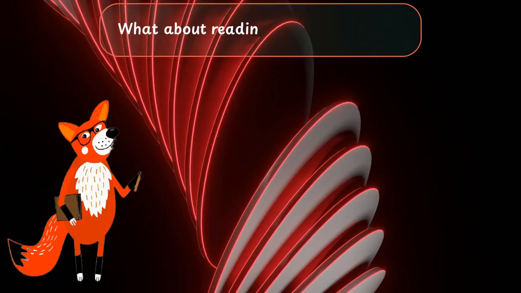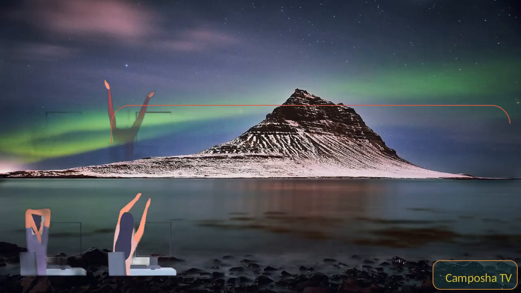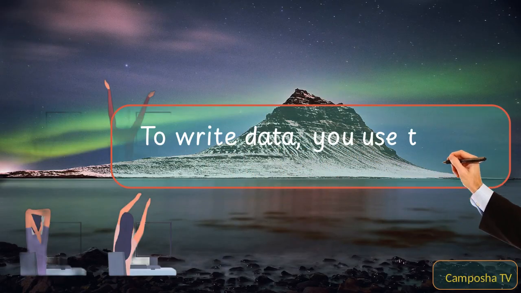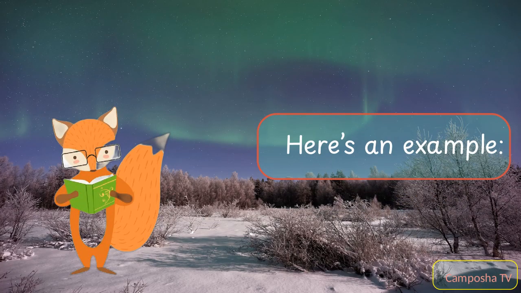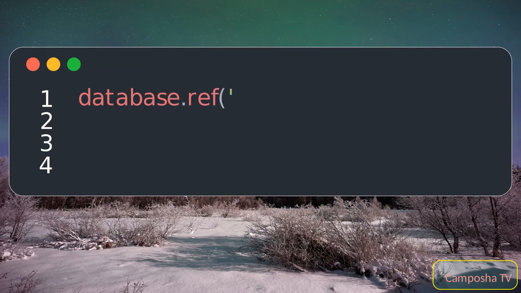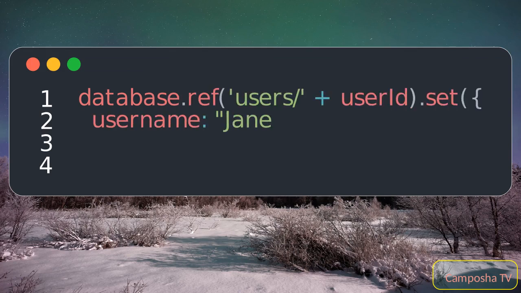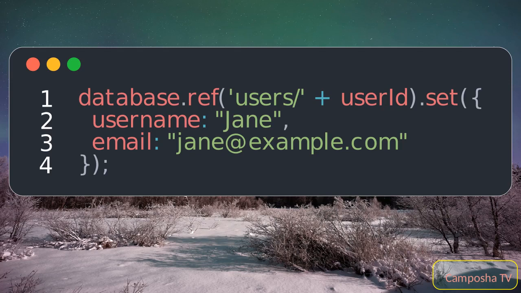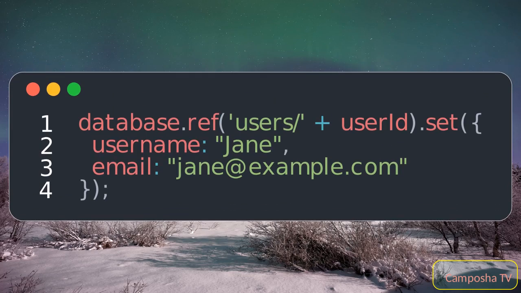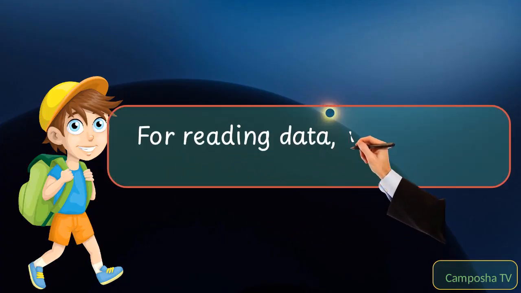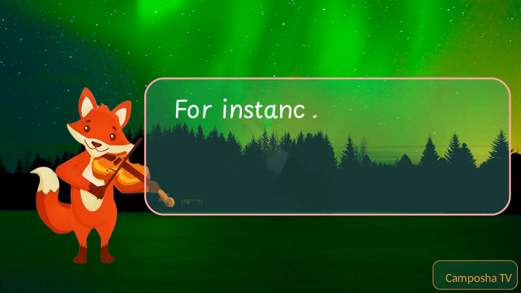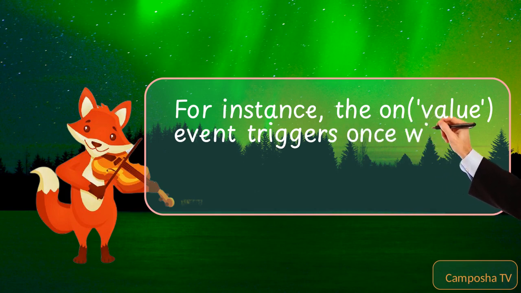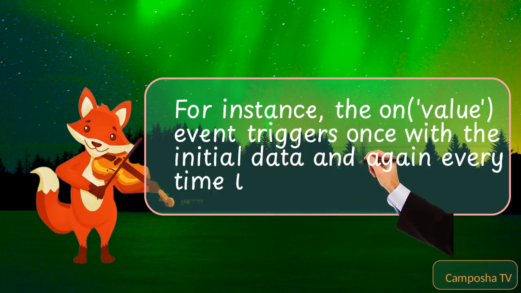What about reading and writing data? To write data, you use the set method. Here's an example. For reading data, you listen for data events. For instance, the on value event triggers once with the initial data and again every time the data changes.